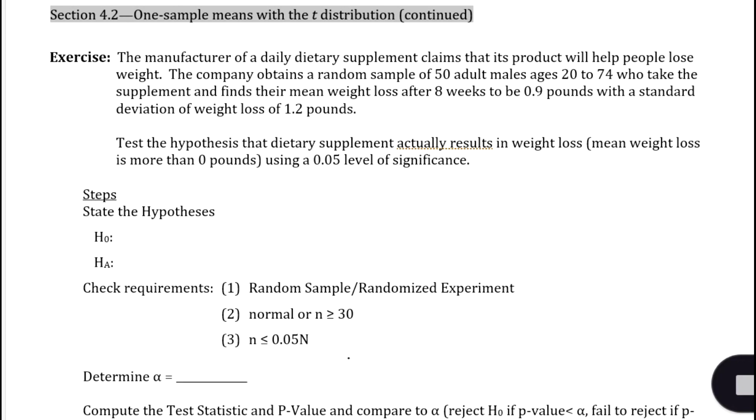pounds. Test the hypothesis that the dietary supplement actually results in weight loss, which would also be said as the mean weight loss is more than 0 pounds, using a 0.05 level of significance. Our first step is to write our hypotheses. So the parameter of interest here is the mean, so we're looking at mu.